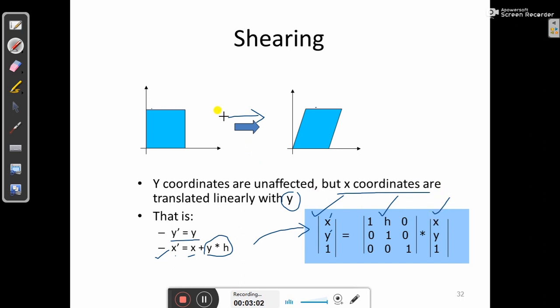So if you apply shearing in that direction, you just need to change the value of x, which translates linearly with y, and that linear factor is h. So that is all about shearing in that direction.